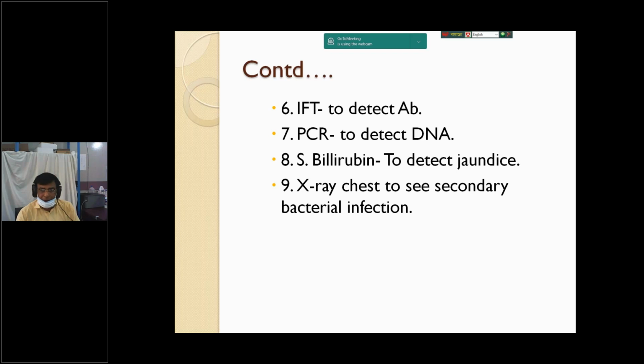Immunofluorescence test to detect antibody. PCR nowadays introduced to detect DNA. Serum bilirubin may be increased in a jaundiced person, and X-ray to detect secondary bacterial infection and tuberculosis.